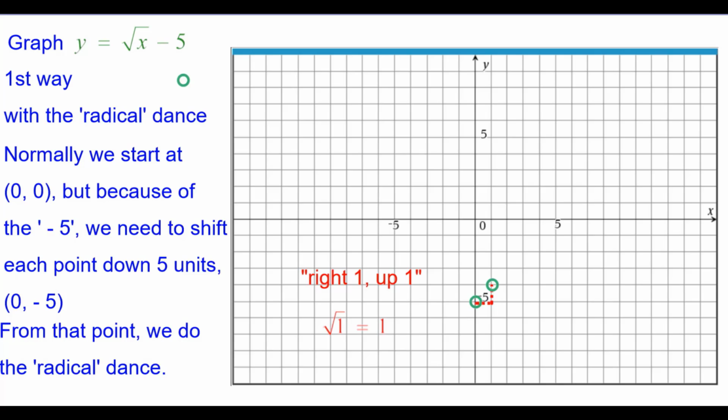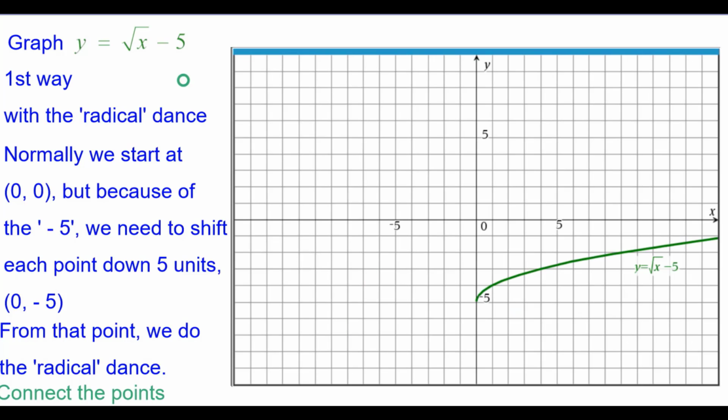And that's right 1, up 1, because the square root of 1 is 1. Right 4, up 2, because the square root of 4 is 2 from that point. And right 9, up 3, because the square root of 9 is 3. Connect the points, and we have y equals the square root of x minus 5.